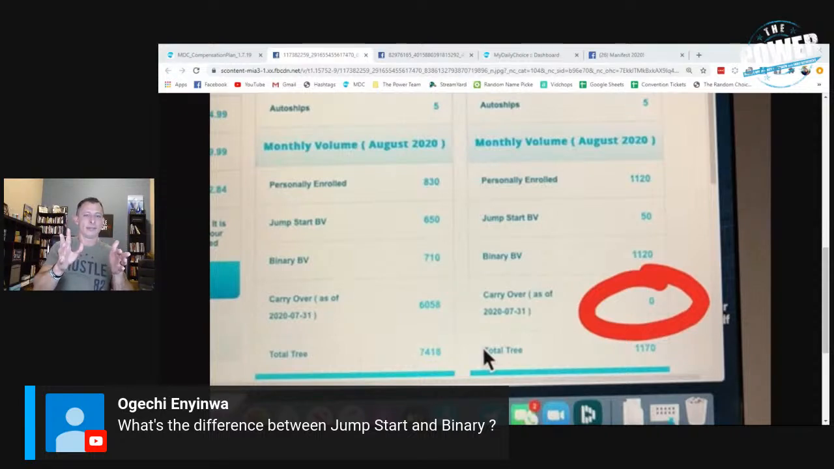Jumpstart is any order placed in the first calendar month. So somebody joins today on the 16th, that's Jumpstart, not binary. If they place a second order before the end of the month, still Jumpstart, not binary. As soon as the new month starts and they order again, now it goes into binary. And every order they place forever, binary.